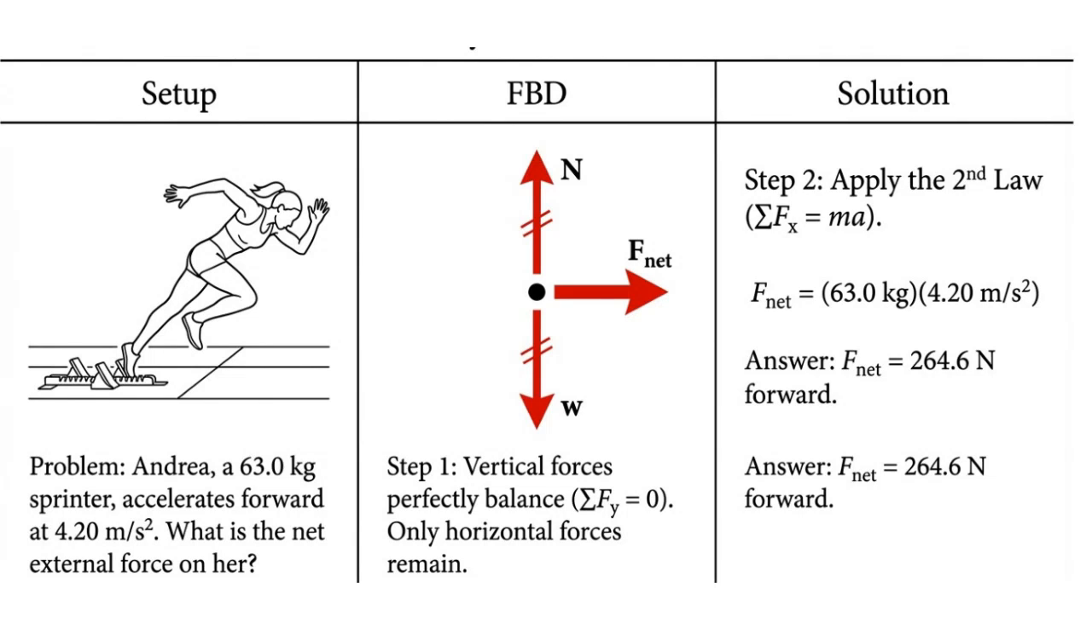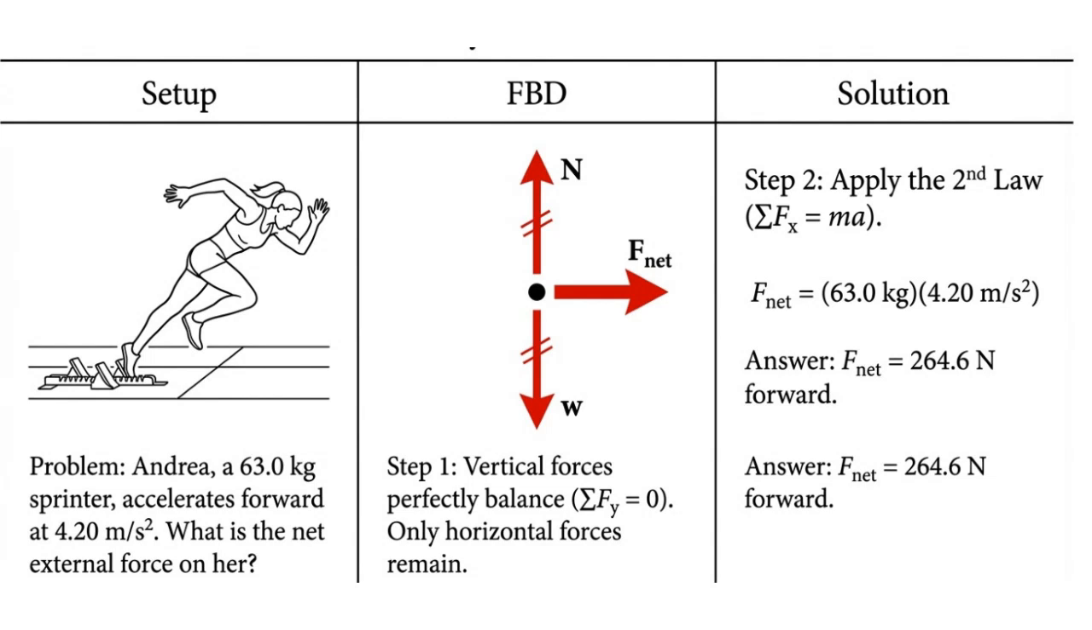Let's review a problem involving a sprinter named Andrea, who weighs 63.0 kilograms and is accelerating forward at 4.20 meters per second squared. Our goal is to find the net external force acting on her. The first step is to identify the forces involved. Vertically, the normal force and her weight cancel each other out, so the vertical forces balance perfectly. This means we only need to focus on the horizontal forces.